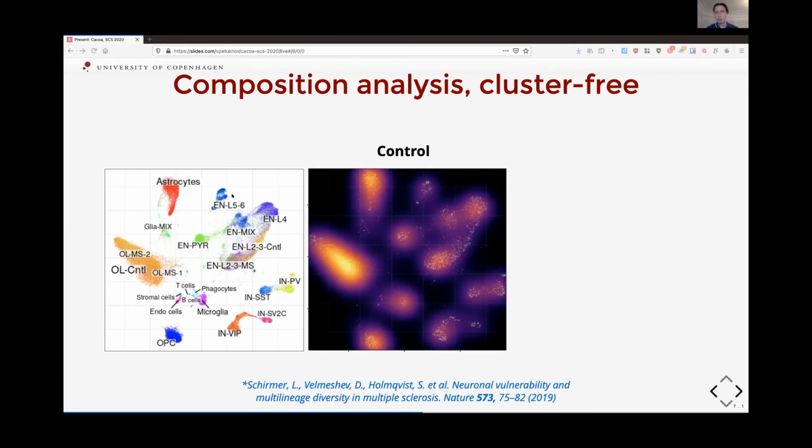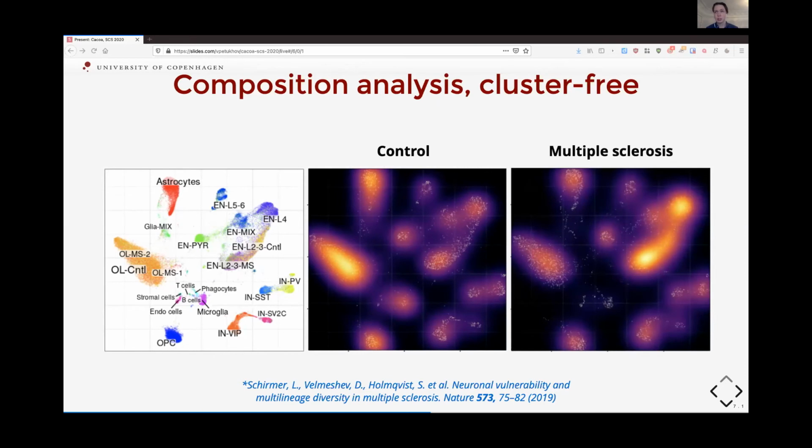Each point here is a cell, and you can see different subtypes, and we can estimate density for cells in control and for, say, cells in multiple sclerosis. And you can see that densities are actually different. You can see that in the middle, this microglia subtype actually changed a lot, and also some difference in oligodendrocytes and in some inhibitory and excitatory neurons.